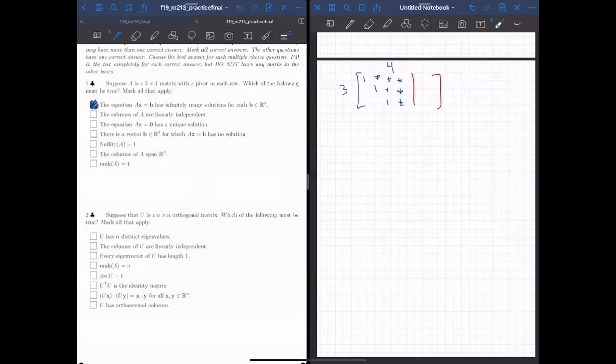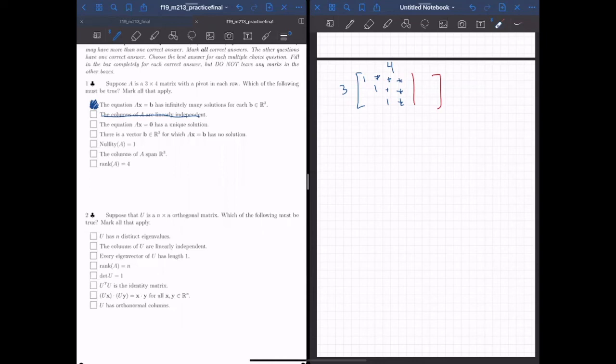Okay. The columns of A are linearly independent. Is that possibly true? It's not. In order for the columns of A to be linearly independent, it would have to have a pivot in every column. In this case, we definitely don't.